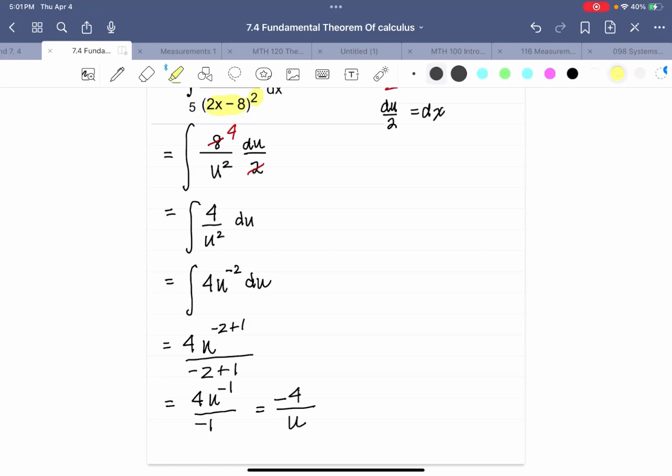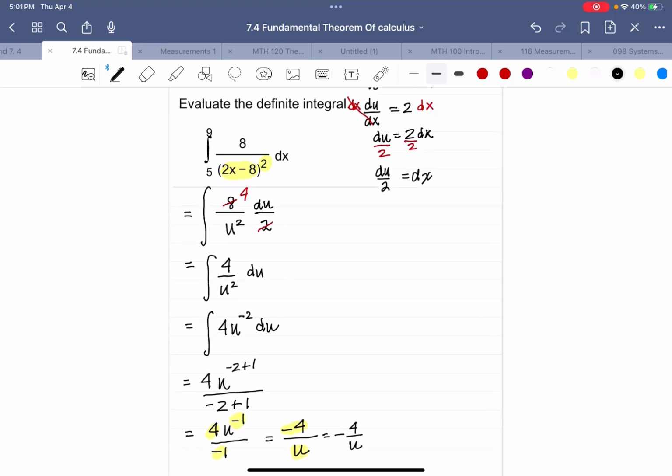Because look, this negative 1 exponent is going to take this base back down to the denominator. And a 4 divided by negative 1 is a negative 4. And you can put the negative even with the bar as well. Doesn't matter. Okay. Now we're going to go back and put in what we had for u. Remember, it was 2x minus 8. So we need to do negative 4 over 2x minus 8 evaluated at 9 and 5. All we're doing is we're substituting in for u, and now we're going to substitute these values in for x.